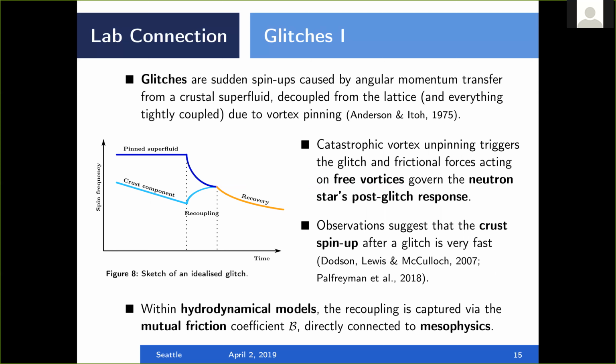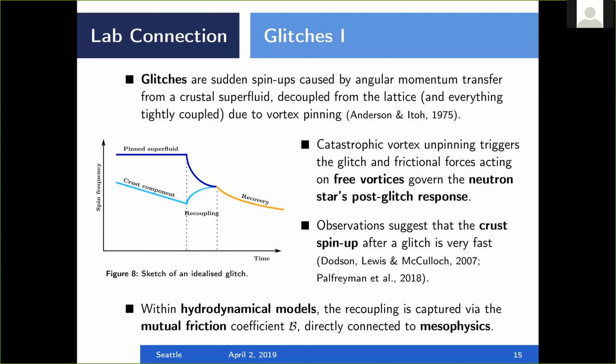One way this could be achieved, an analogy to what you observe with vortices in lab systems, was first proposed by Anderson and Itoh in 1975. You can have this internal component decoupled by assuming that it's a superfluid that's pinned to the vortices in the crust, for example. So you have a component that's decoupled, the pinned superfluid. As the star spins down, you increase the lag between those two, and then something happens at some point that recouples them. You have this recoupling process, and then some really long-term recovery.